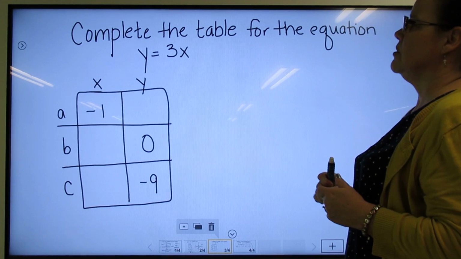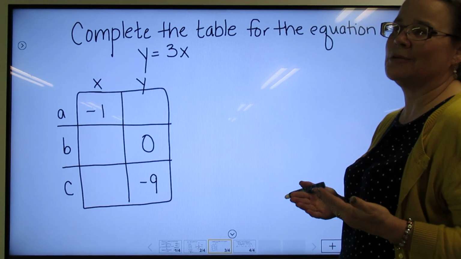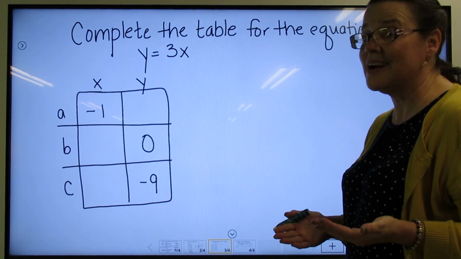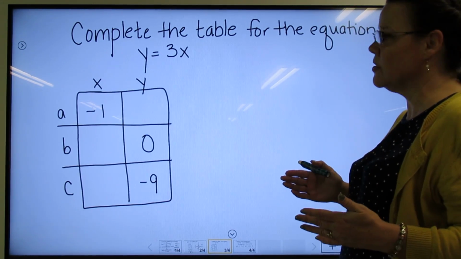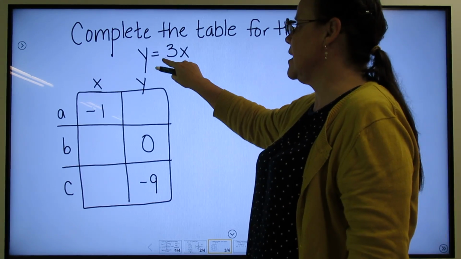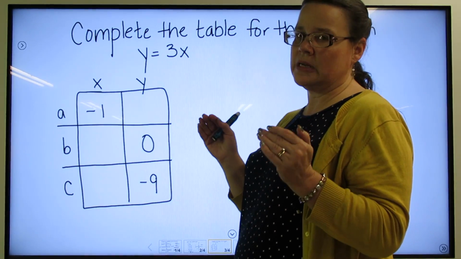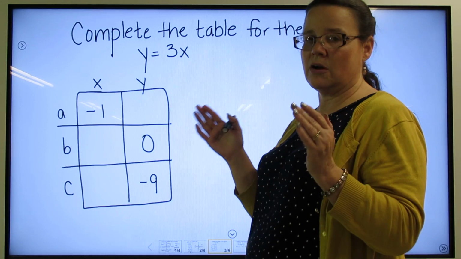They may ask you to complete a table, and this gets you into completing the table to draw a line kind of thing. This kind of sets that up for it. But this is complete the table for the equation y equals 3x. What you're doing, don't make it harder than what it is. I always tell the students, don't make it harder than what it is.